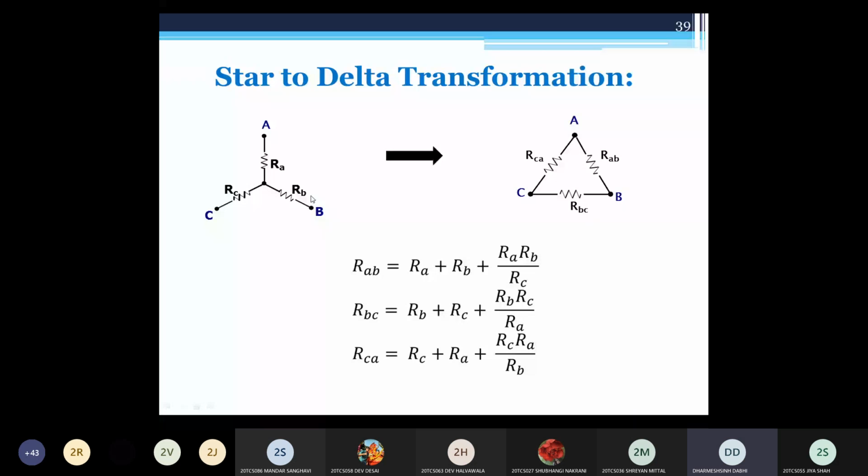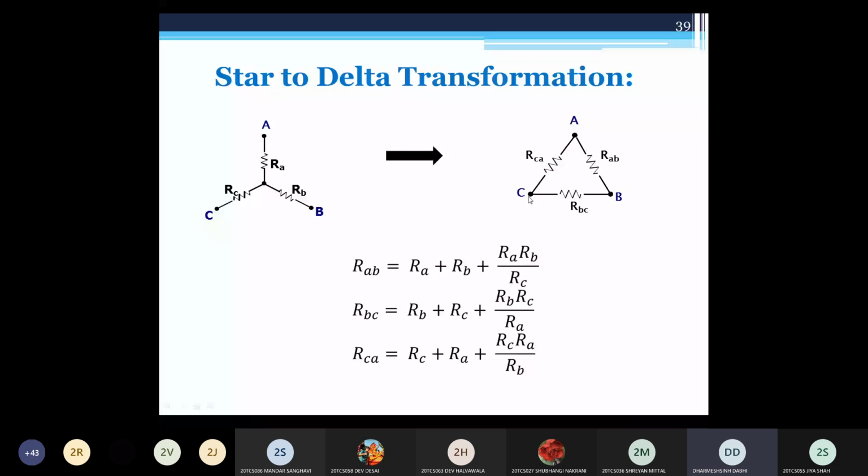Remember here, we take RAB. So take the value of A terminal resistance and B terminal resistance, addition plus multiplication, divided by the remaining resistance. Same way RBC. Here we find the resistance in the delta connection between B and C. So in the star connection, take the addition of B terminal resistance and C terminal resistance, which is RB and RC, plus multiply both RB and RC, and divide by the remaining resistance, which is RA. Clear? Same way, find the resistance between C and A points in your delta connection, RCA.